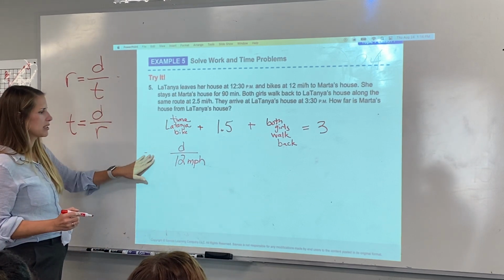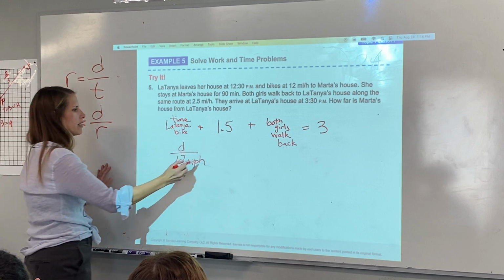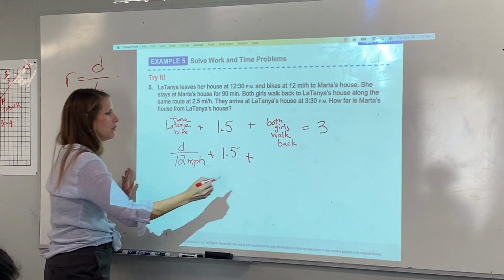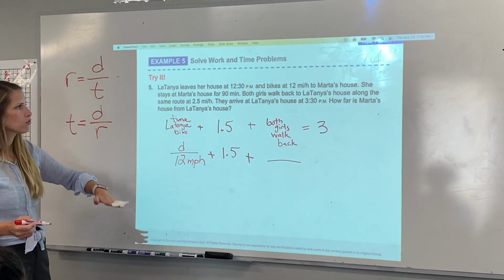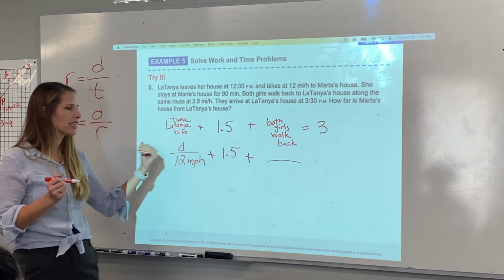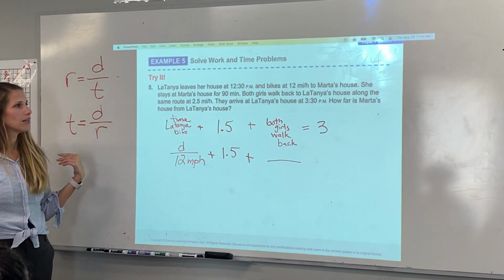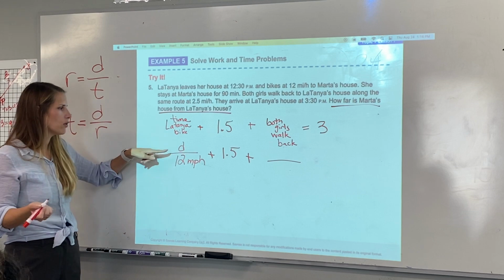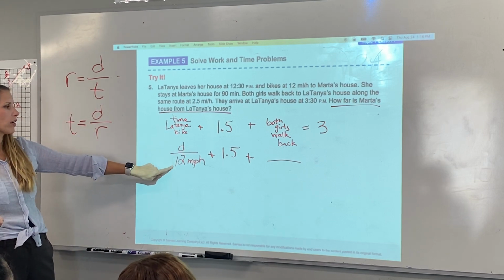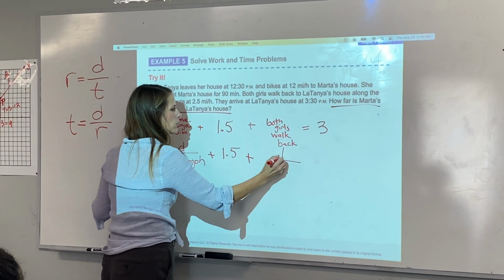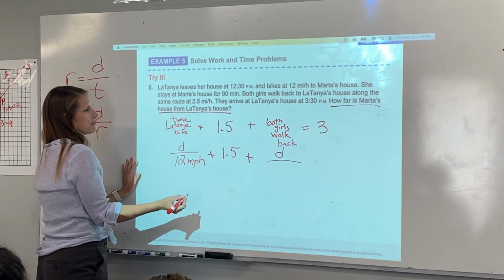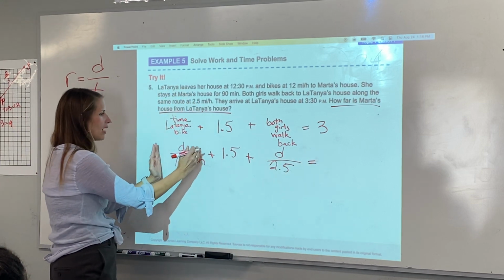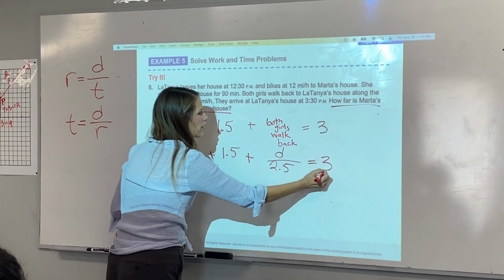So now we have the time represented in distance over 12 miles per hour. Then we have plus 1.5 hours, plus now we need the time represented in distance over rate. Do we know the distance of walking back? No, because again, that's our variable. How far is Martha's house from Latanya's house? We don't know. The distance is unknown. We just know the rate. 2.5. And then all of that together, this time plus this time plus this time is 3 hours.